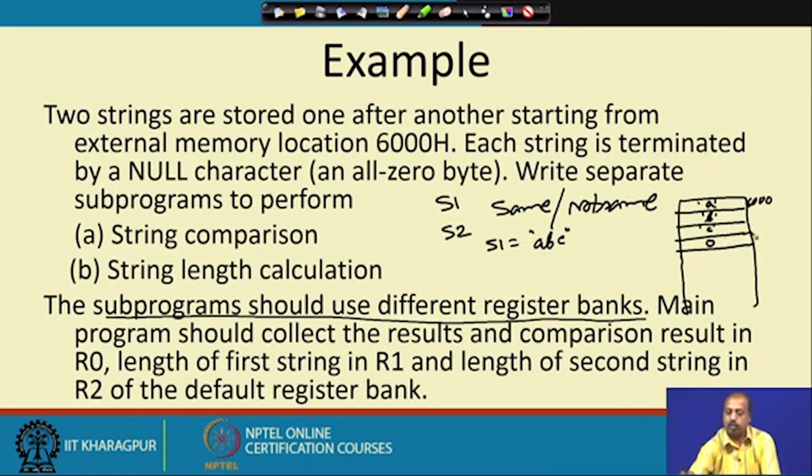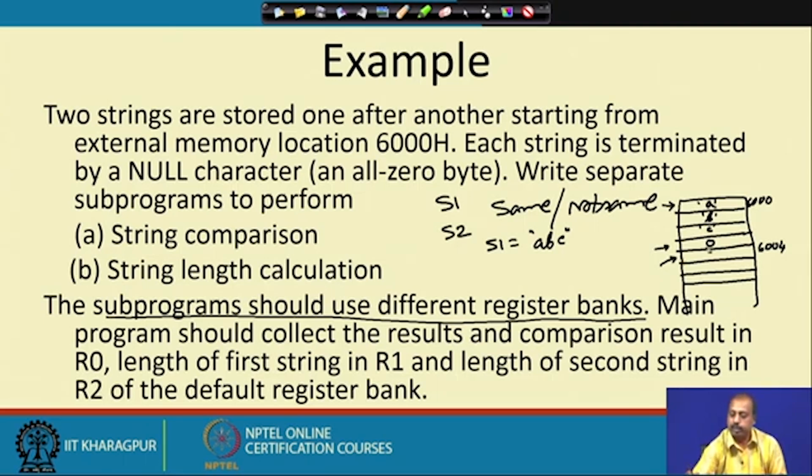The string lengths are not mentioned, so you cannot set the other pointer directly. In this particular case the next string will start at 6004, but the length is not specified. So, from the program we have to locate the end of the string, and accordingly set the beginning of the next string. Once we have set one pointer here and one pointer there, we can start doing the comparison.